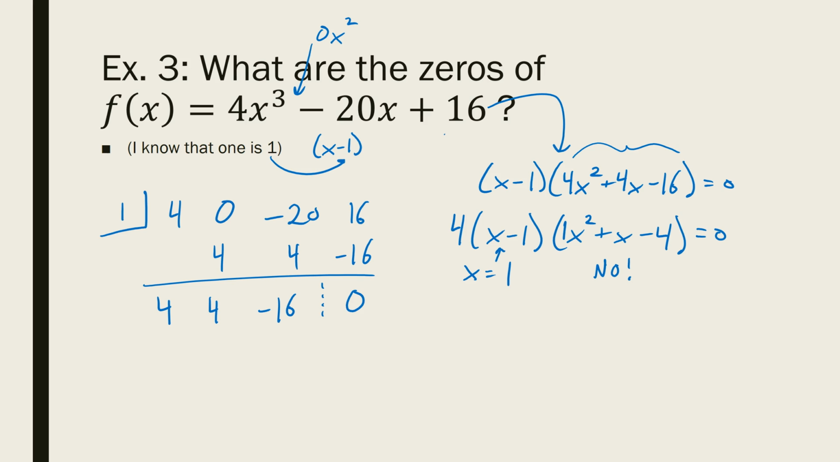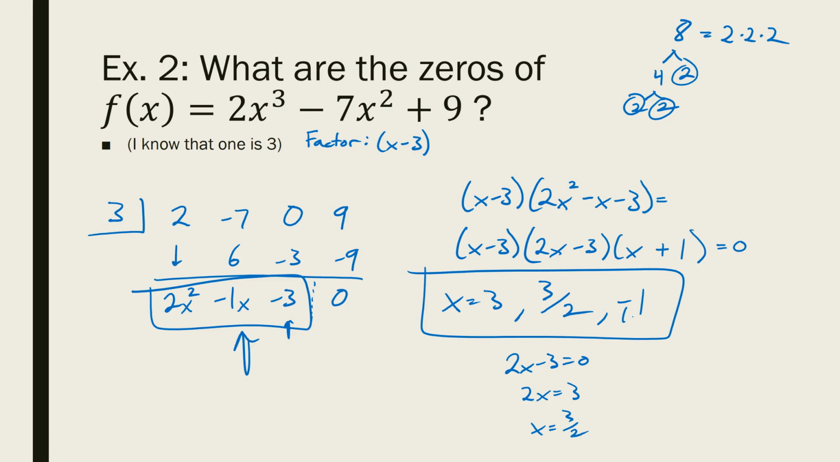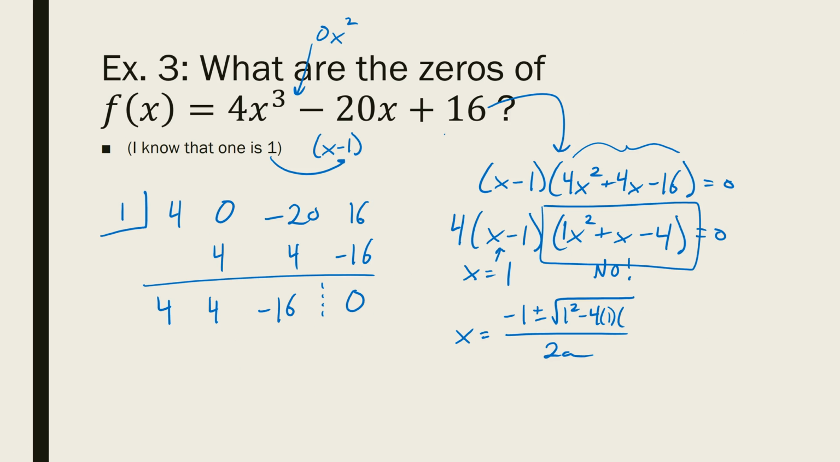Do you remember the quadratic formula? Negative b plus or minus square root b squared minus 4ac all over 2a. I already know the factor from this factor is 1, but to find the factor from the quadratic, I can plug things in to the quadratic formula. So let's plug things in. My b is 1, so negative 1 plus or minus 1 squared minus 4 times 1, because a is 1, times c, which is negative 4. Finally, a is 1.